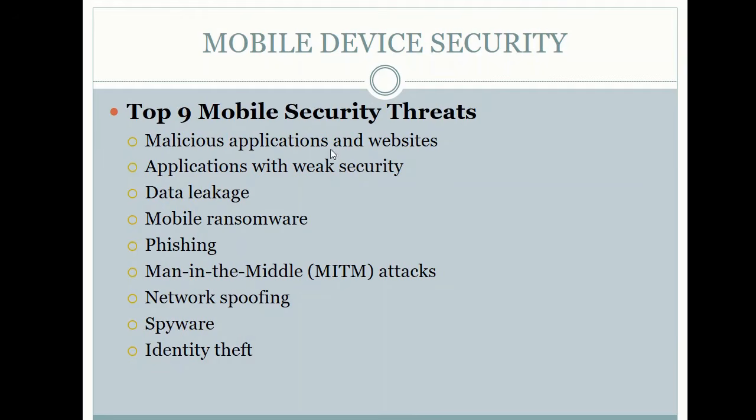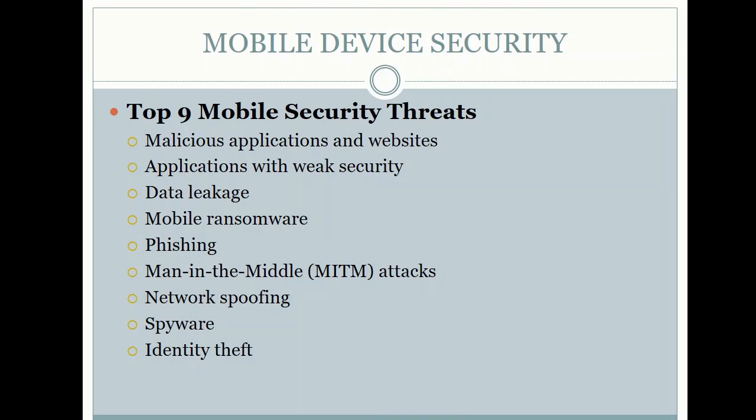Top 9 mobile security threats. These are all the threats that can affect our mobile phone easily. First one is malicious applications and websites. Just before, I said many applications look like an original application and original website, but in reality it is not so. So that type of malicious applications and websites are there.